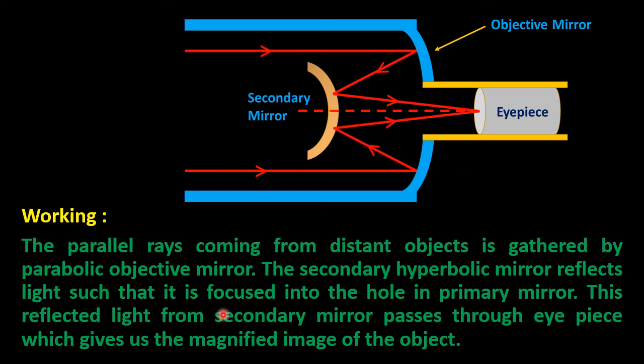This reflected light from the secondary mirror passes through the eyepiece, which gives us the magnified image of an object. These rays reflected from the secondary mirror will form an image, and that image we will be able to see through the eyepiece. So this is about the working of the Cassegrain type of telescope.